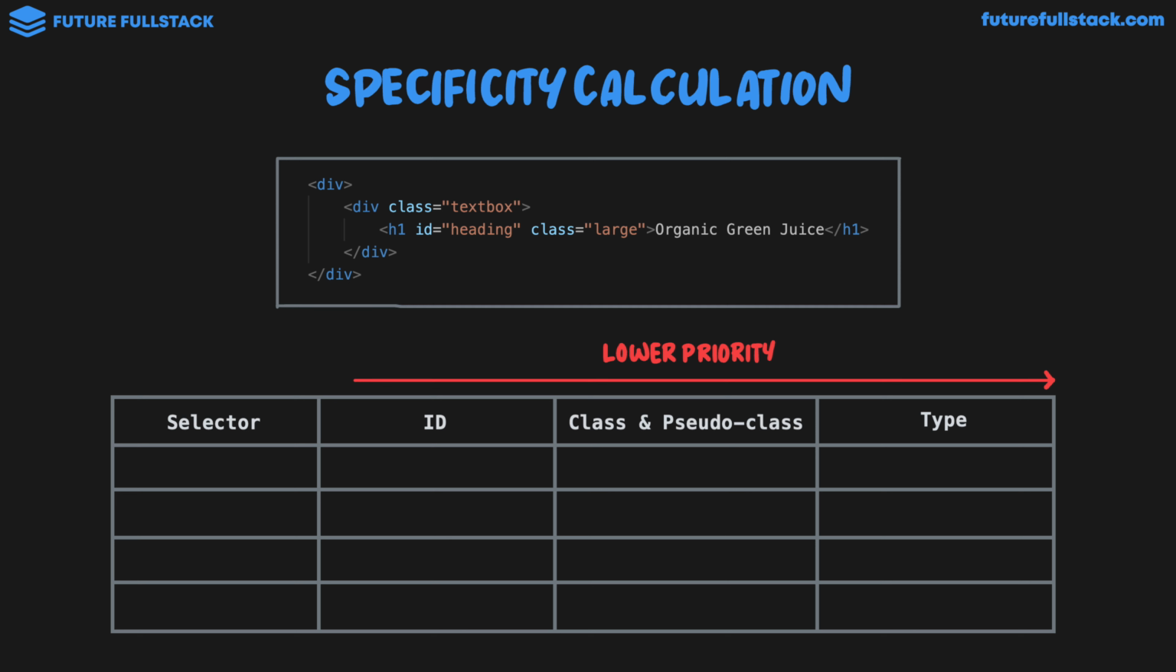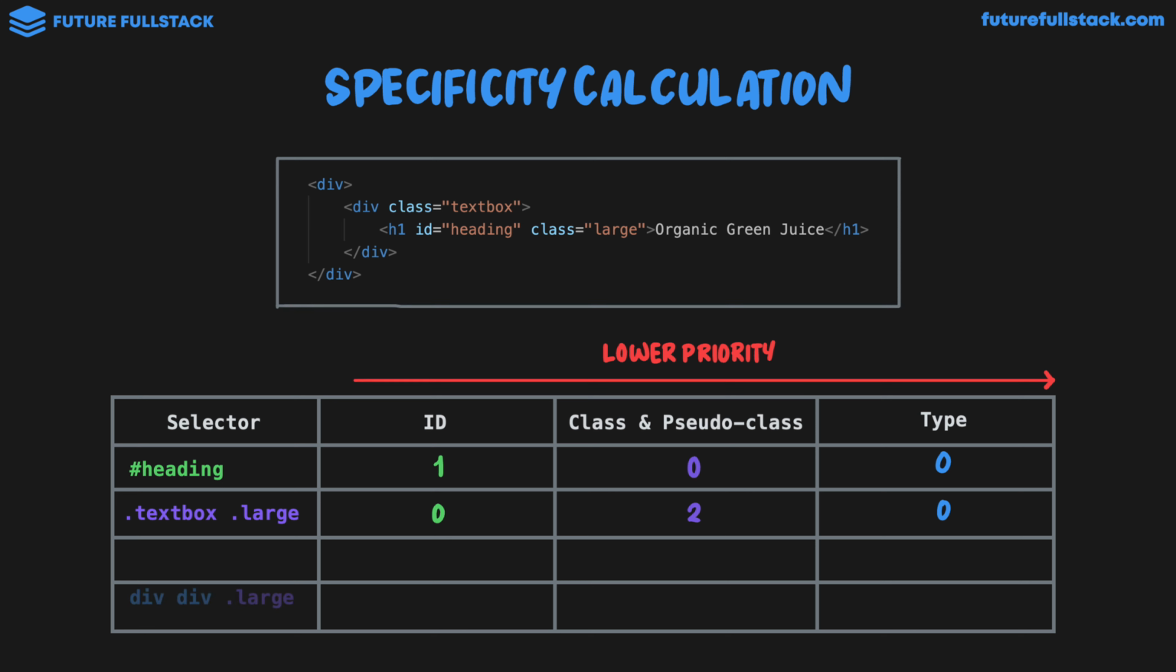The first selector was the ID selector heading. There's just one ID selector here, so this gets 1 point. There's no class or pseudoclass selector, and there's no type selector. The next rule we saw was the descendant selector using 2 classes. There are no IDs here, so this gets 0, and there are 2 class selectors here, text box and large, so this gets 2 points. And there are no type selectors, so we get 0 points.